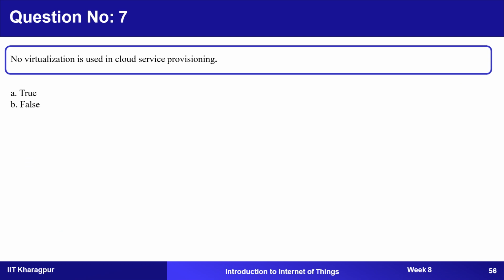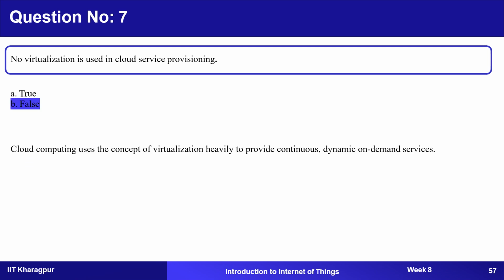So the correct option for this is false. Basically, cloud computing uses the concept of virtualization heavily to provide continuous, dynamic, on-demand services. Virtualization is the creation of a virtual version of something, for example your server, desktop, storage device or an operating system or network resources.